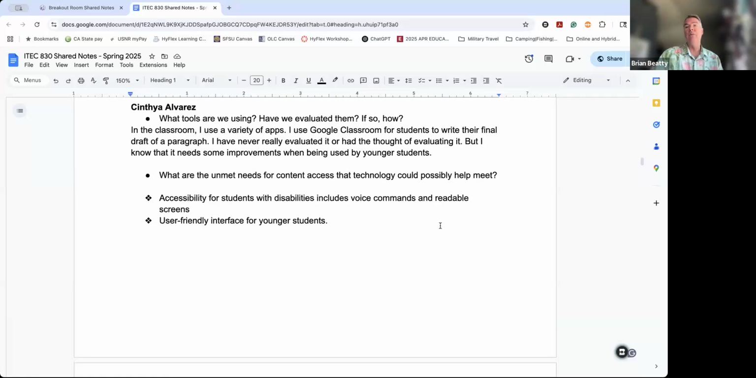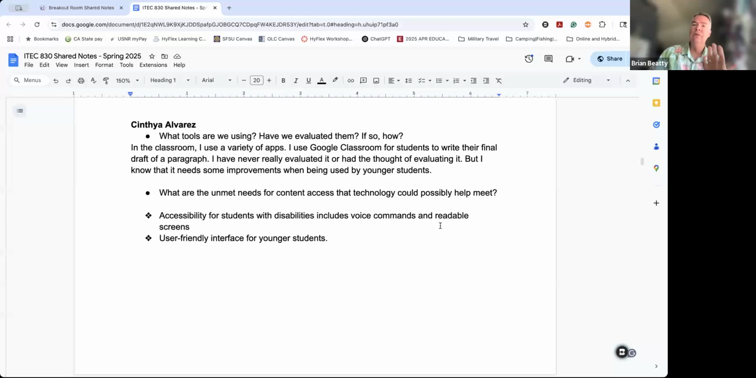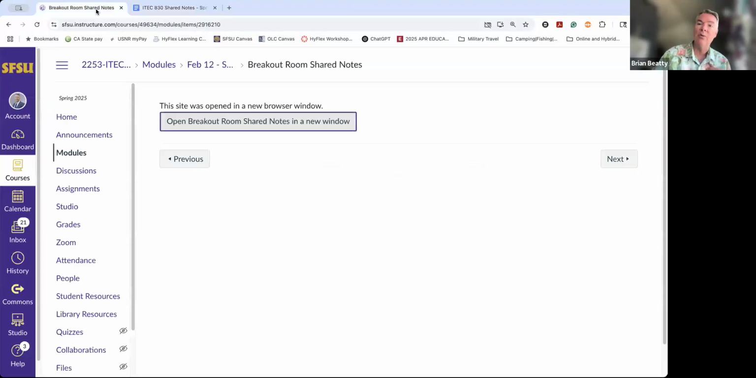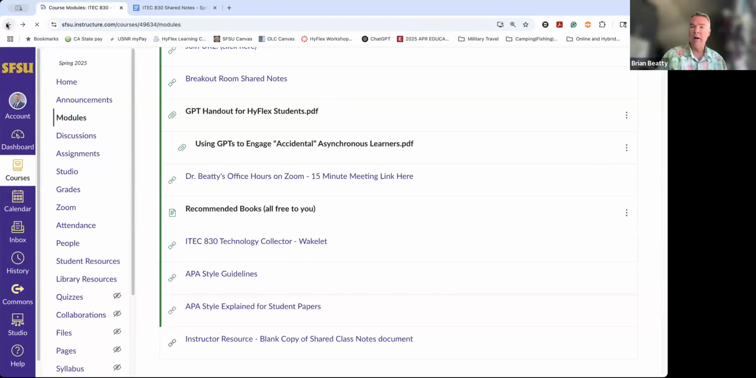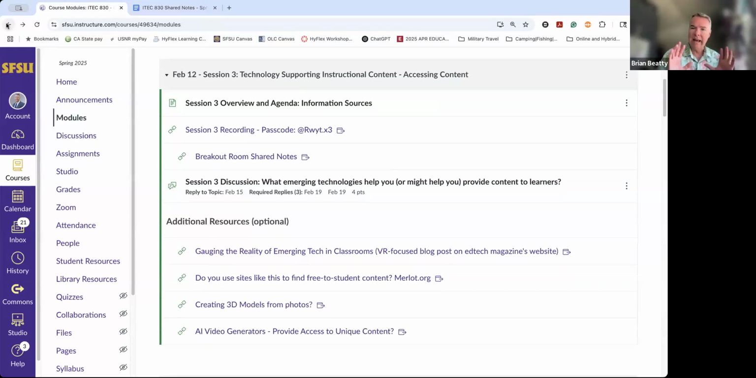And I check to see whether or not they've done this. For students who are working asynchronously, to get credit for being here this week, they have to do two things. They have to watch the recording or at least access the recording, and they can get the transcript if they want. They don't actually have to watch the whole recording if they don't want to. Some do, some don't. And they also have to participate in the breakout room shared notes.